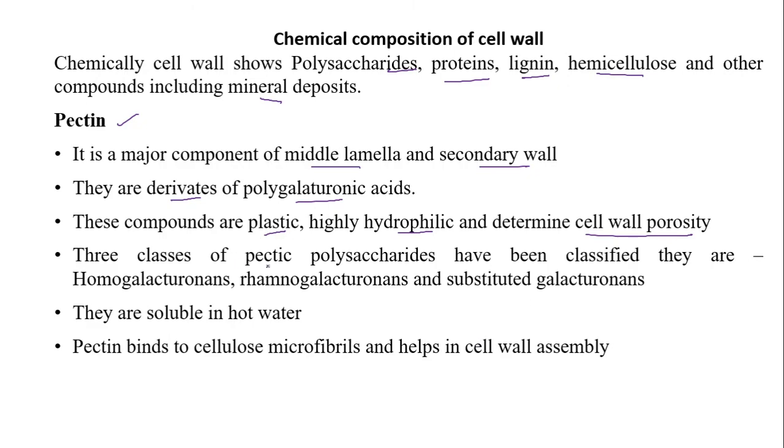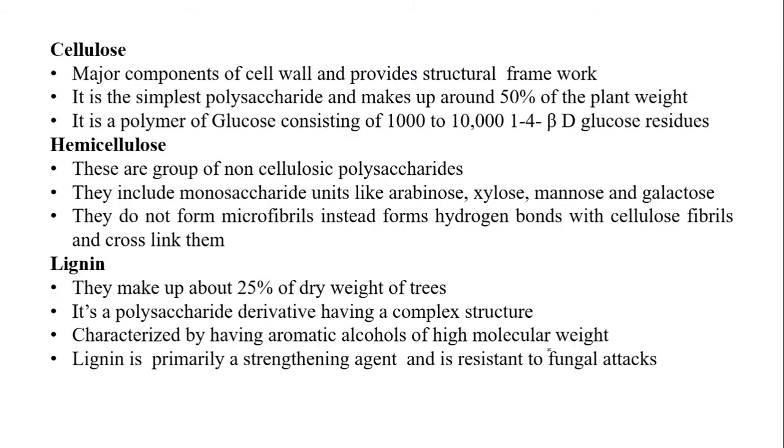There are three classes of pectic polysaccharides that have been classified. They are homogalacturonans, rhamnogalacturonans, and substituted galacturonans. The pectic substances are soluble in hot water, and they bind to cellulose microfibrils and help in cell wall assembly.